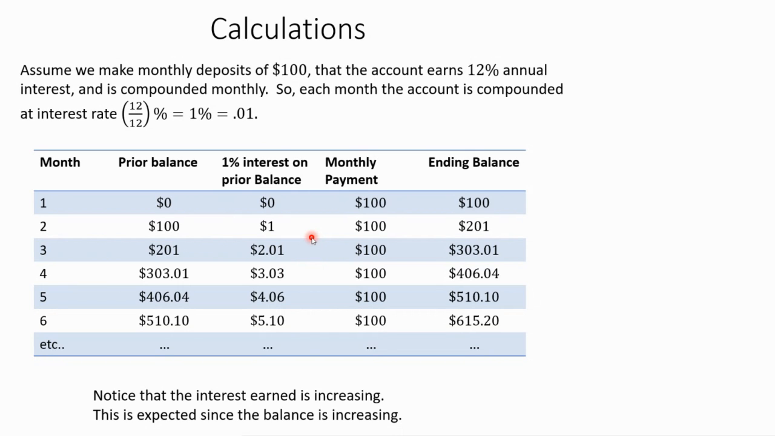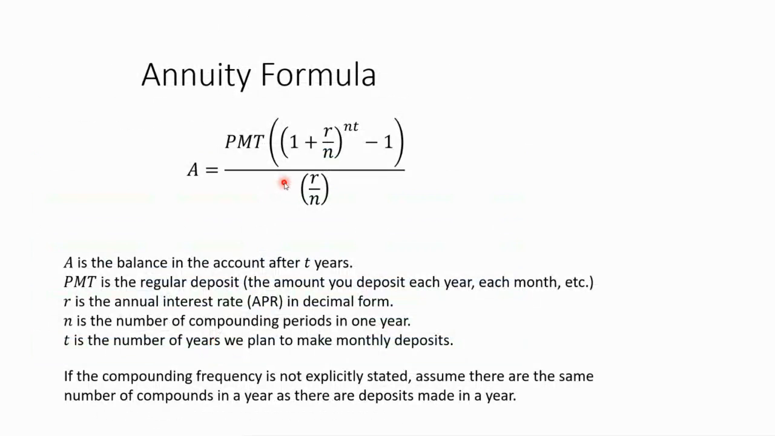Okay, so now that we have done that, I know it seems kind of complicated to calculate the balance after a certain time period. It turns out there's a nice formula that can help us. This annuity formula. So here, this is our so-called annuity formula. Annuity meaning savings annuity.